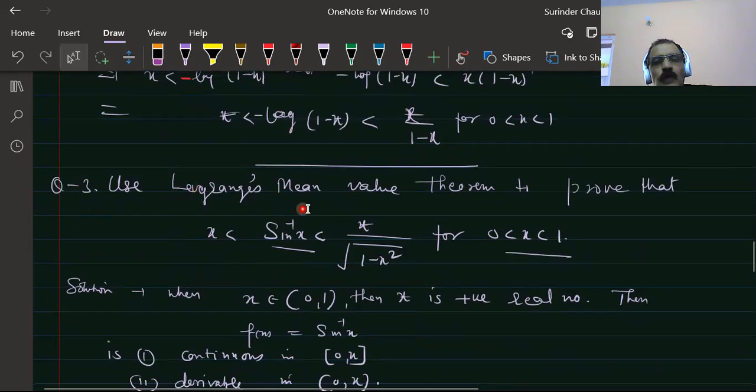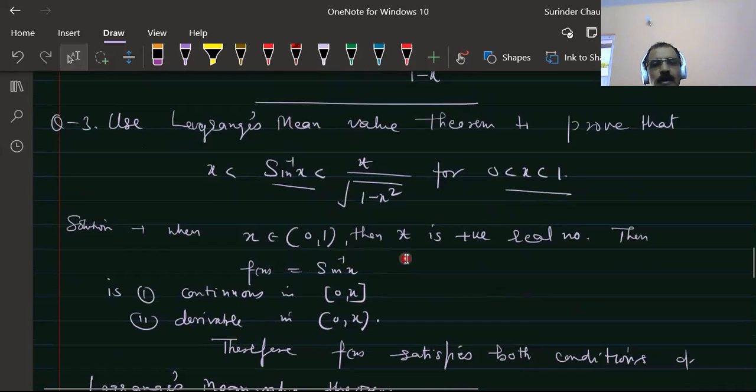Next, use the Lagrange mean value theorem to prove that x is less than sin inverse x, which is less than x upon root of 1 minus x square, for x belonging to the open interval 0 to 1. When x belongs to 0 to 1, x is a positive real number, and sin inverse x is defined for numbers from minus 1 to 1, so this is a well-defined function.